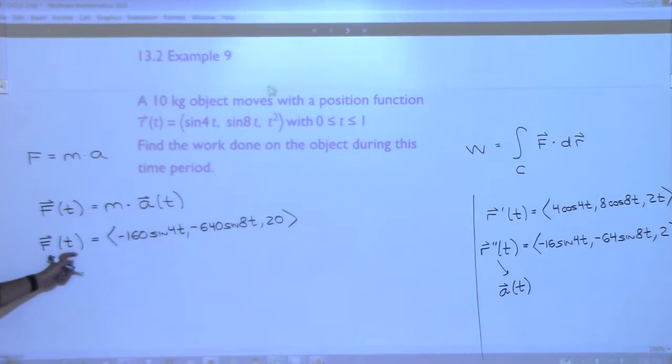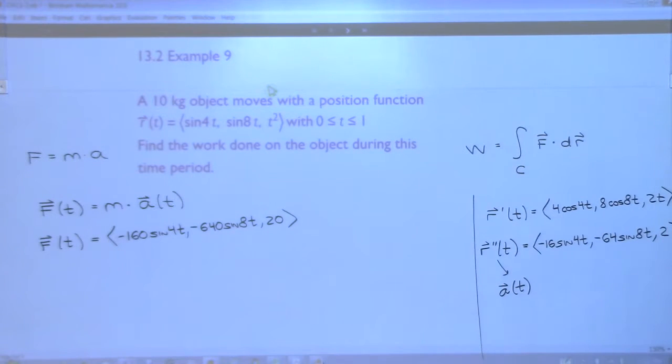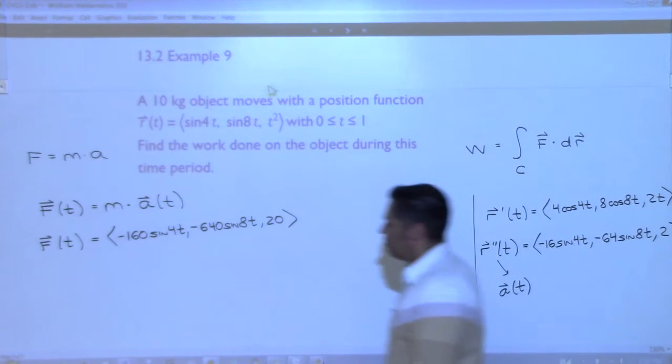And it is a function of time, isn't it? It is a function of time. And now let's go and do this right here. So I need to take my field and dot it with the derivative of my position, which is that one, right? Okay, so let me do that.